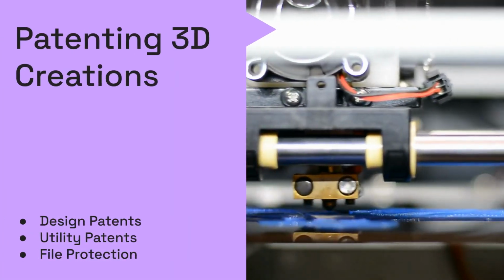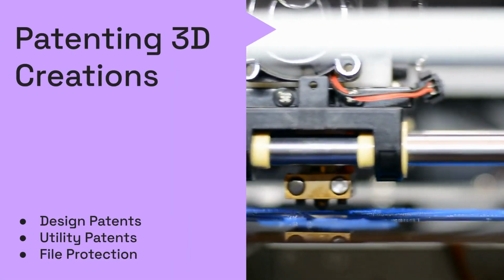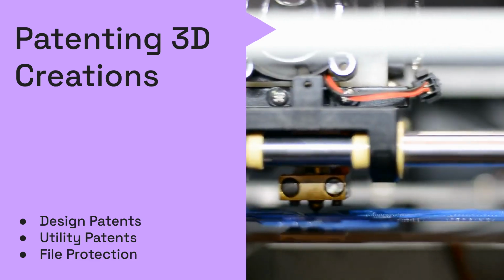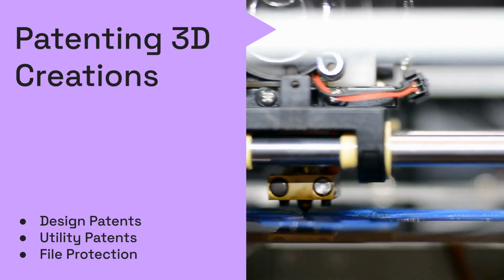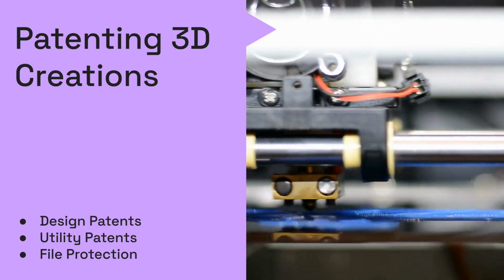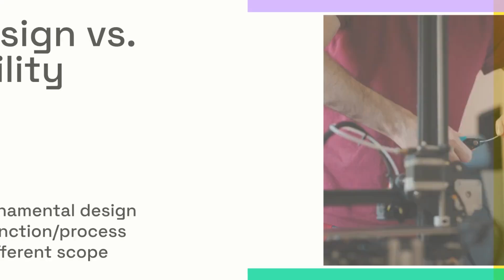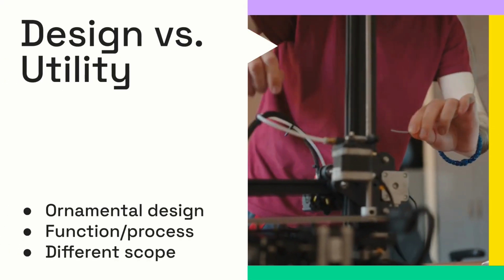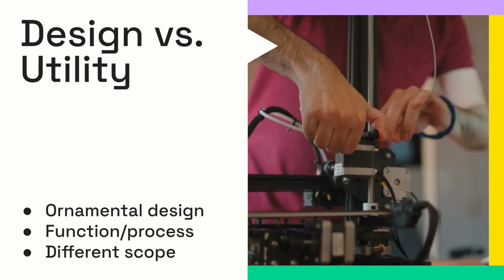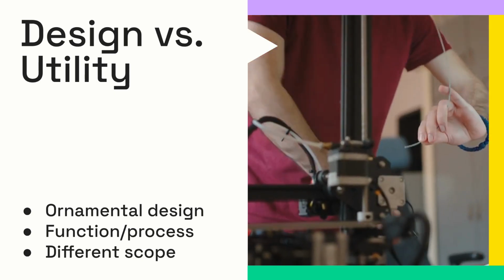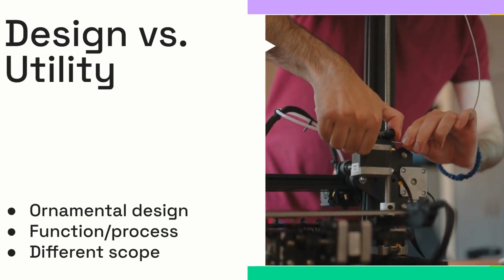There are three main patenting strategies for 3D printed artistic creations: design patents, utility patents, and protecting the digital file itself. Understanding these is key. When it comes to 3D printing, the choice between design and utility patents depends on what you are protecting, the look or the function and creation method.